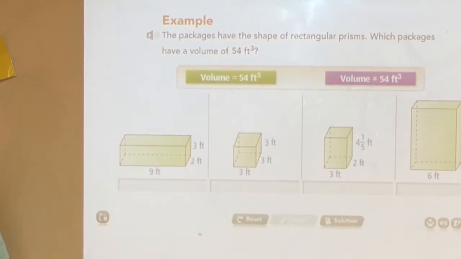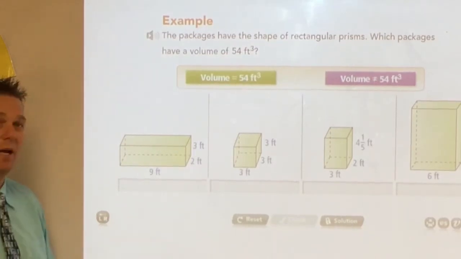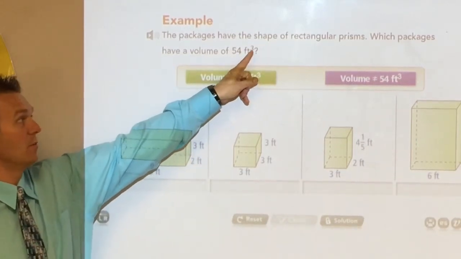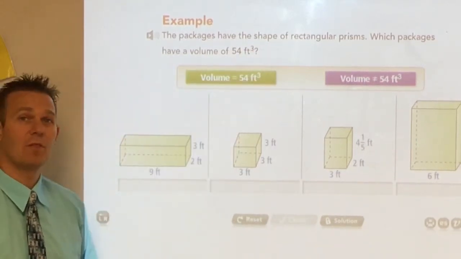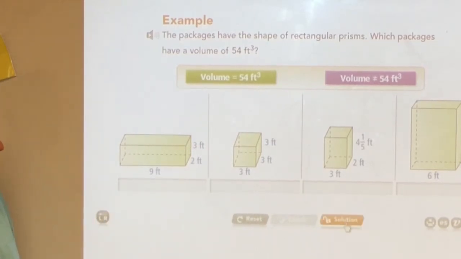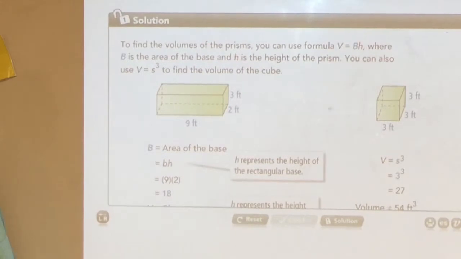Here we have to figure out which one has a volume this time of 54 cubic feet. I call this cubic feet. You'll notice when you're using volume, it has a little number 3 to the unit, which is feet. So we're going to go and look at these solutions and see our answers.